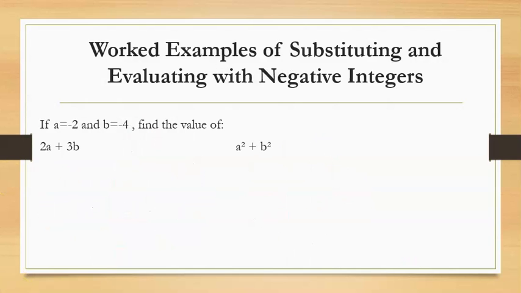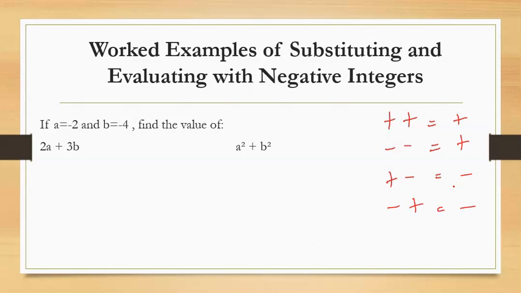So now I just want to do a couple of examples of substituting and evaluating with negative integers. Again, I'll grab a pen. Just a reminder of the rules. If you're multiplying two positive numbers together, the answer will be positive. If you're multiplying two negative numbers together, the answer will be positive. If you're multiplying a positive and a negative together, or a negative and a positive together, the answer will be negative. An easy way to remember it: if the signs are the same, the answer is positive. If the signs are different, the answer is negative.